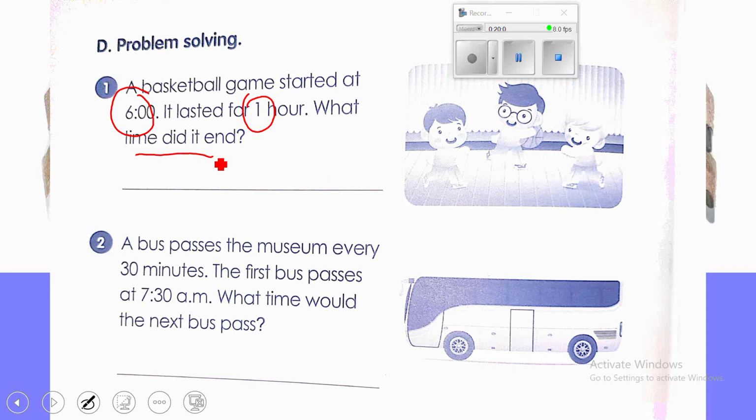Perfect. A bus passes the museum every 30 minutes. Every 30 minutes it passes the museum. The first bus passes at 7:30. What time would the next bus pass? So 7:30 and 30 minutes. What is the next passing? Excellent. I'm adding just half hour plus half hour. It will be 1 hour. So 7 plus 1 hour. 7 plus 1. Exactly.